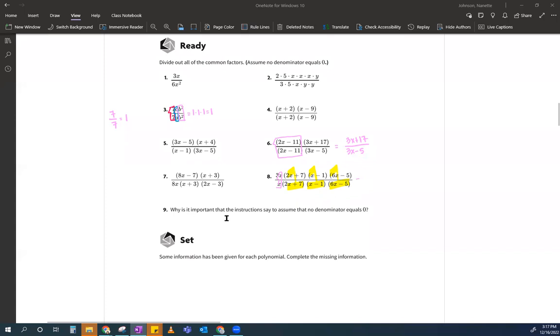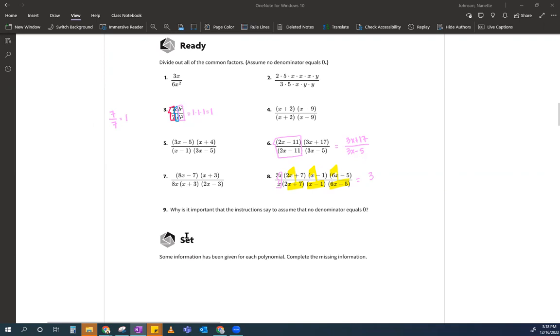So it says, why is it so important that the instructions say to assume that no denominator equals 0? And I said that in the very beginning. It's because you can't divide by 0. Now, division makes sense like this, right? Like 4 divided by 2, or even 7 divided by 7. If I have 7 apples and I have 7 people, how many apples does each person get? It's 1. But 7 divided by 0 makes no sense. Watch. If I had 7 apples and no people, how many apples does each person get? Wait, there's no people, so the question doesn't make sense.